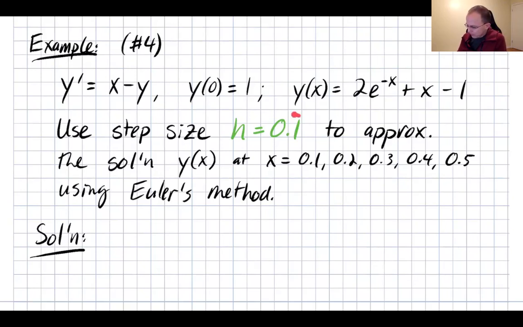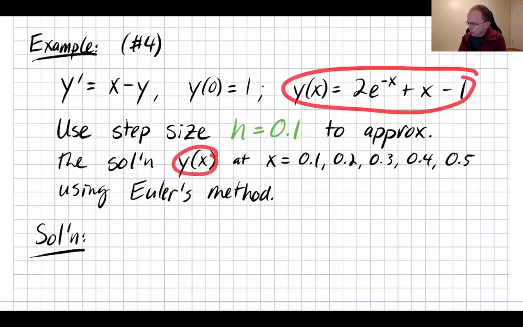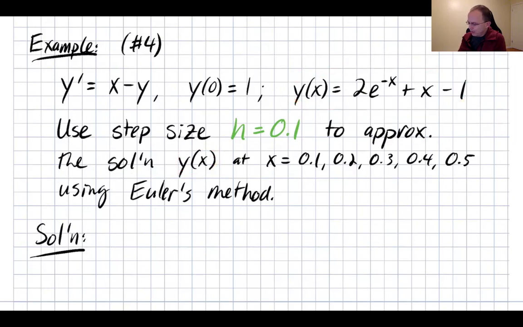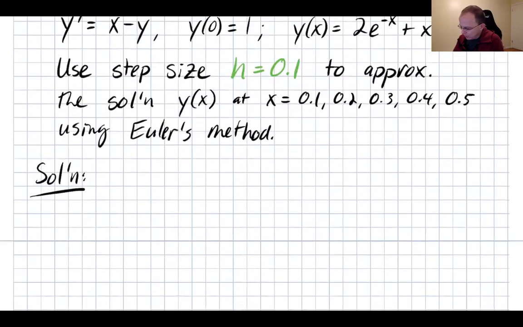So we're going to start with a pretty small step size of 0.1, and we're going to approximate the true solution y of x at these different points: 0.1, 0.2, 0.3, 0.4, 0.5. That corresponds to the step size of 0.1 because each time we're going up by 0.1 to go from one to the next. And we're going to use Euler's method. Okay, so let's get started on this.